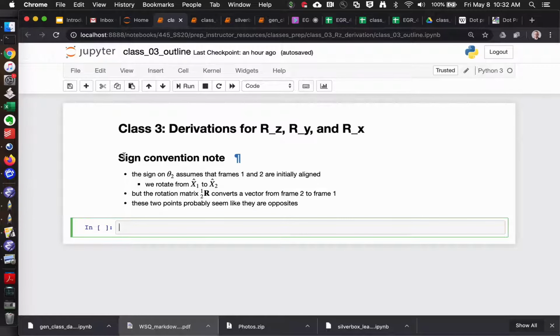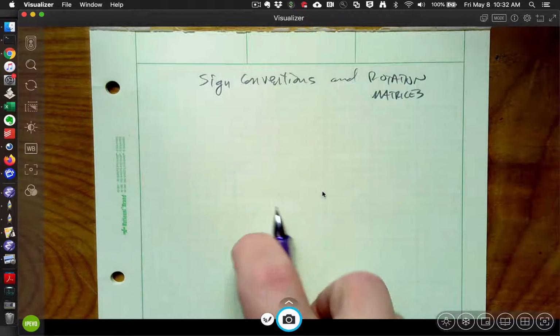The issue kind of comes down to this: what we define as positive theta 2 for rotation means we start at x1 and rotate to x2, which might seem like it is the opposite of what we mean by R12 that maps from frame 2, or rotates from frame 2 back to frame 1. So I want to talk about this and just make this as clear as I possibly can.